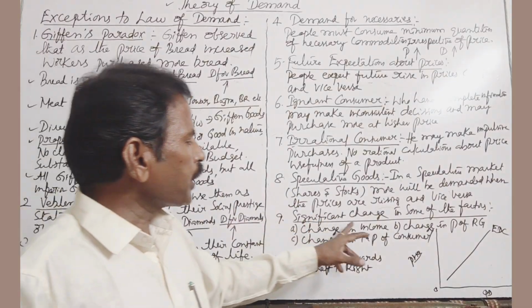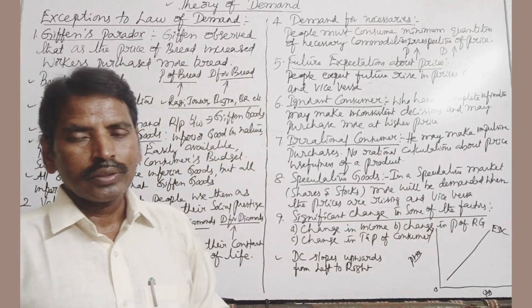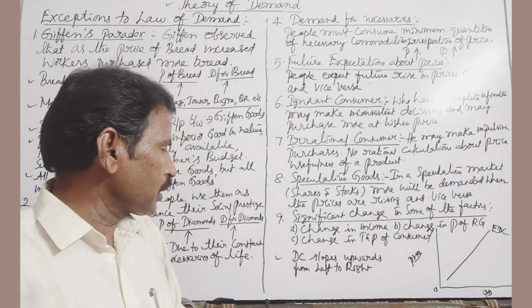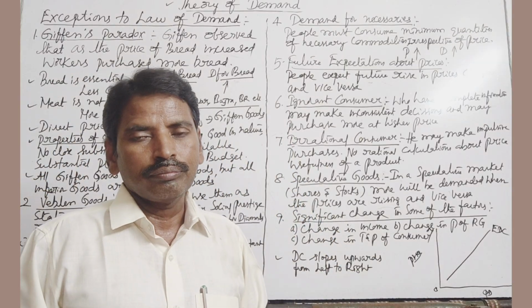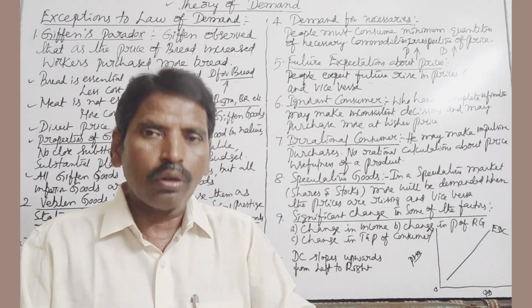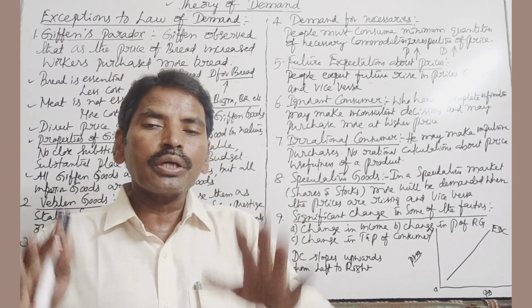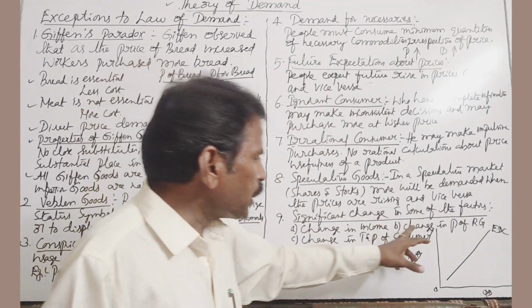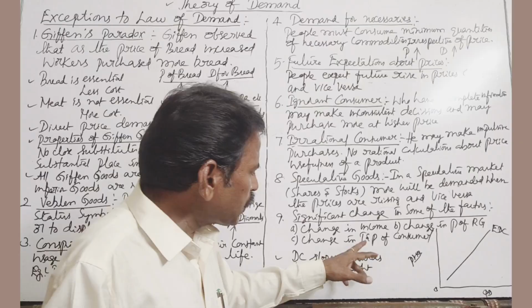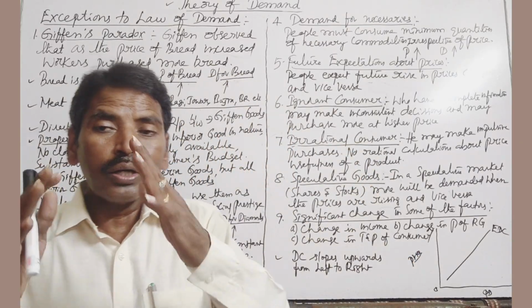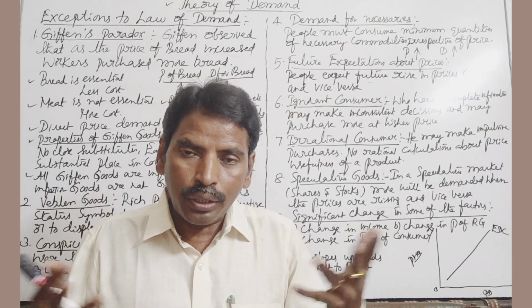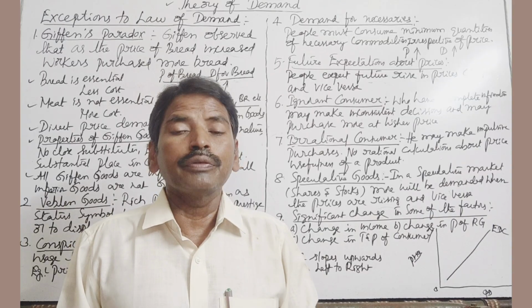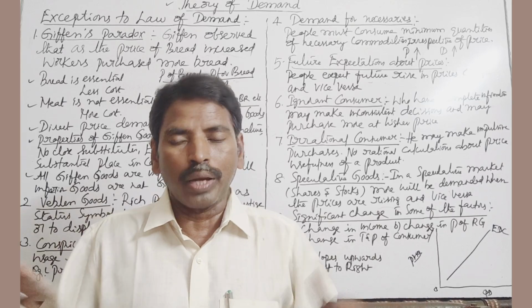Next, significant change in the sum of the factors. There are some unrealistic assumptions. What are the unrealistic assumptions? Income of the consumer is constant. Taste and preference of the consumer are constant. Prices of related goods are constant. If these change, what happens? Change in income, change in prices of related goods, change in taste and preference of the consumer, the law is not valid. The law of demand fails to work if the ceteris paribus assumption does not apply.